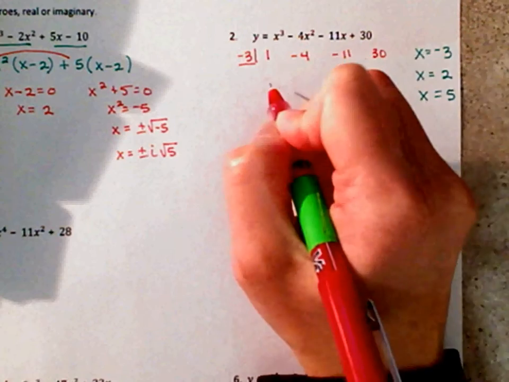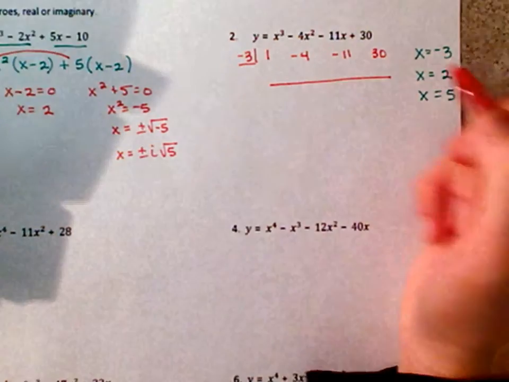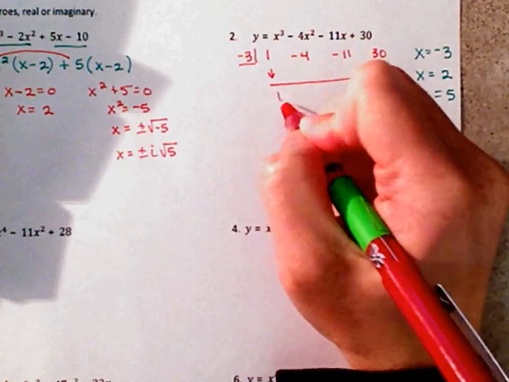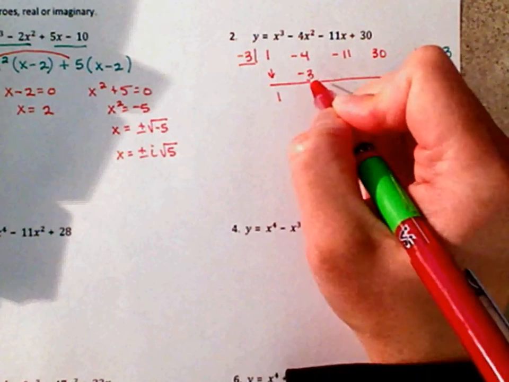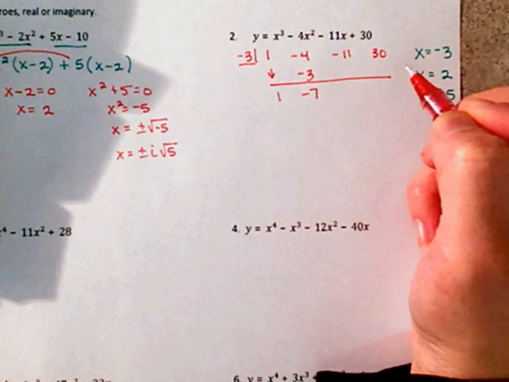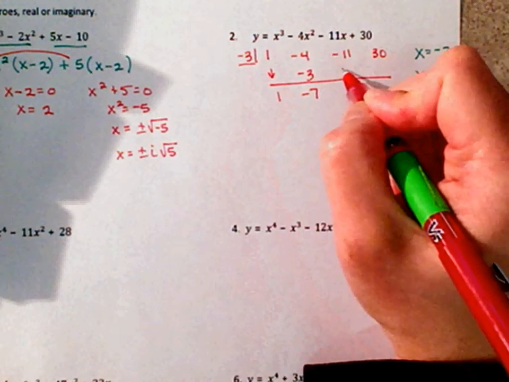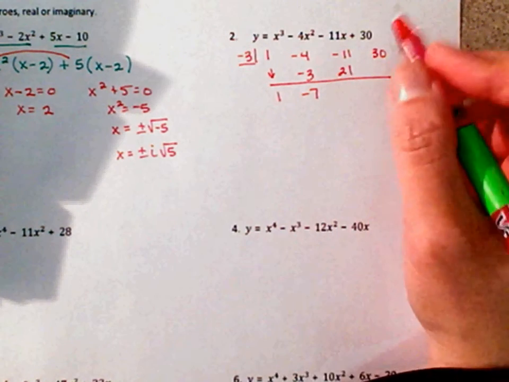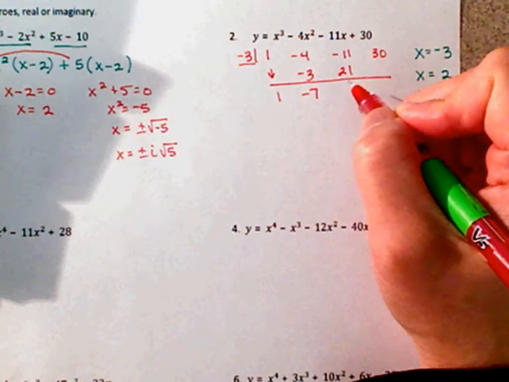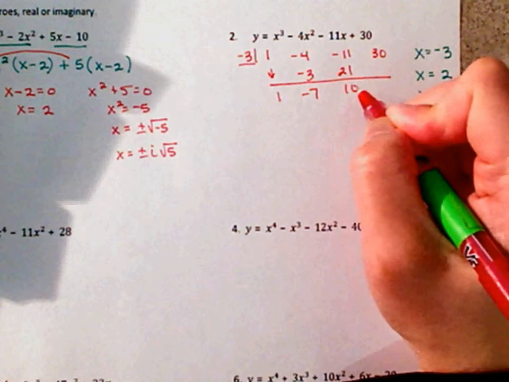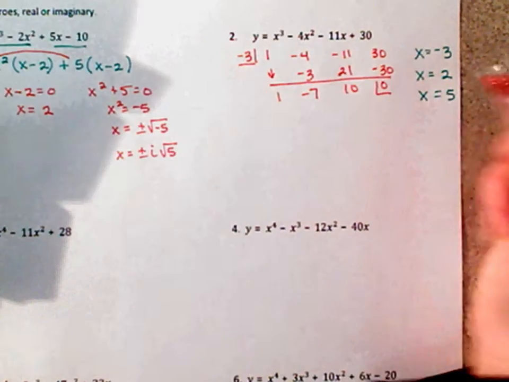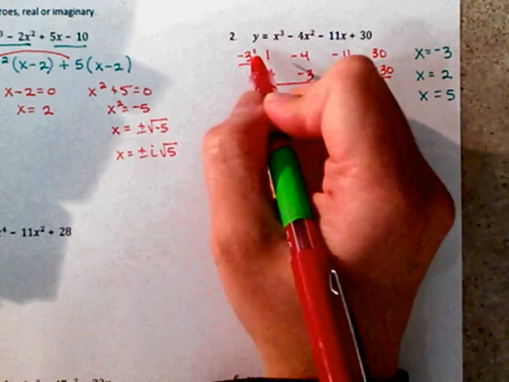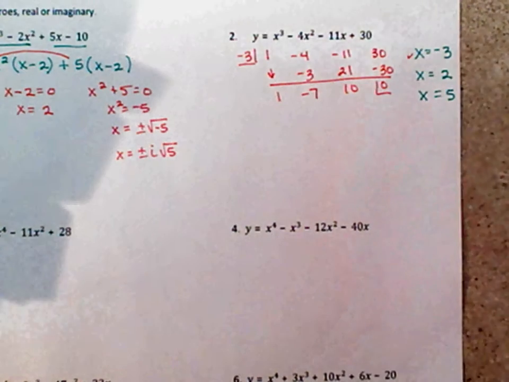You are going to use synthetic division. Bring down your 1. 1 times negative 3 is negative 3. Negative 4 minus 3 is negative 7. Negative 7 times negative 3 is positive 21. Negative 11 plus 21 is 10. 10 times negative 3 is negative 30. Notice how you don't have a remainder. So one of these is your answer.